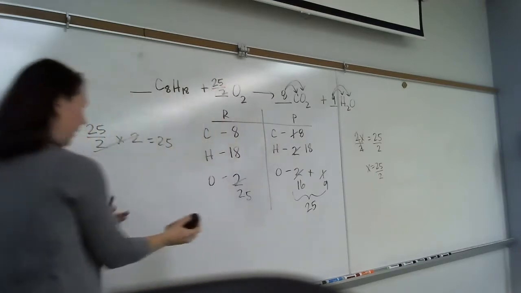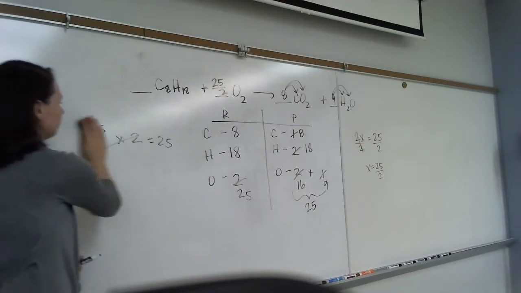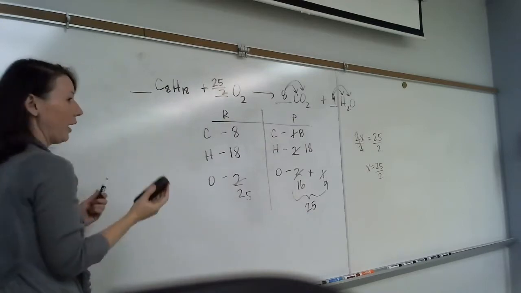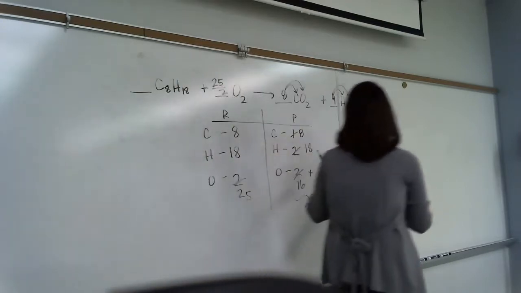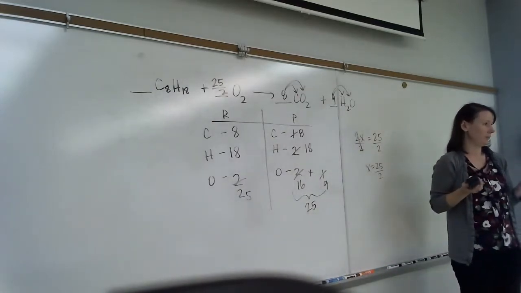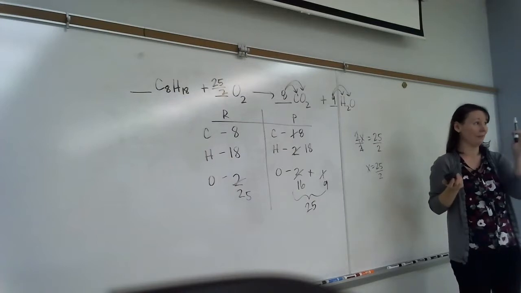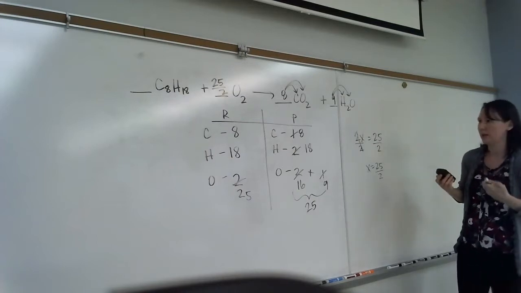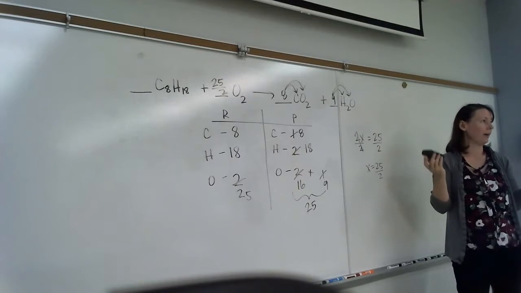So according to my chart, I am balanced. However, there's a problem here, because are you ever going to have 25 halves of a molecule? No, it's like saying, do I have 25 halves of a pen? No, that doesn't make sense. You want whole numbers in your final balanced equation.